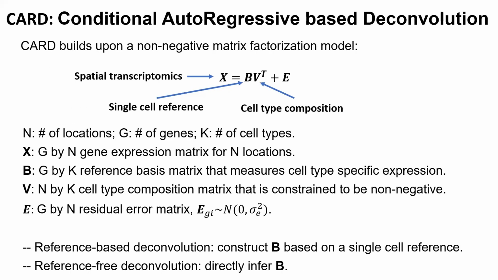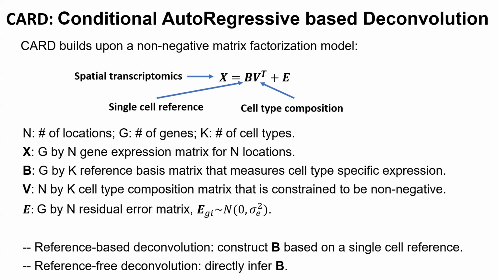So this is a model. The model looks like this. You have gene expression in the X. It's essentially a factor model. B is the single cell reference, the reference matrix, while V is the cell type composition. So we express X as the product B times V plus some residual error term. The standard factor model has B known when you have a single cell reference. Certainly, if you don't have a single cell reference, you can also try to infer B directly, as we also did here.